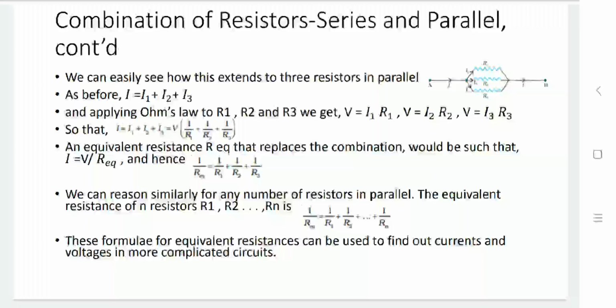1 upon R equivalent equals 1 upon R1 plus 1 upon R2 up to Rn. By focusing on this formula, we can understand that R equivalent is always less than the least value available among any individual resistor.